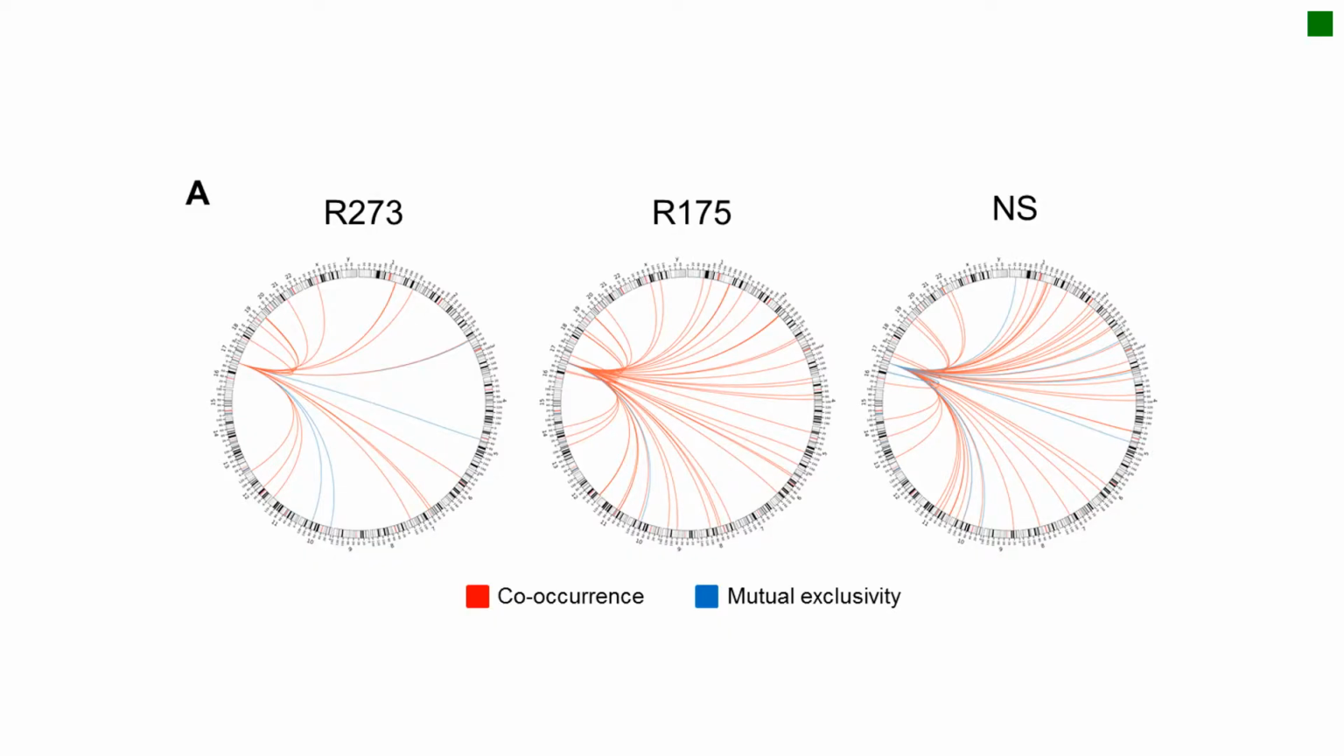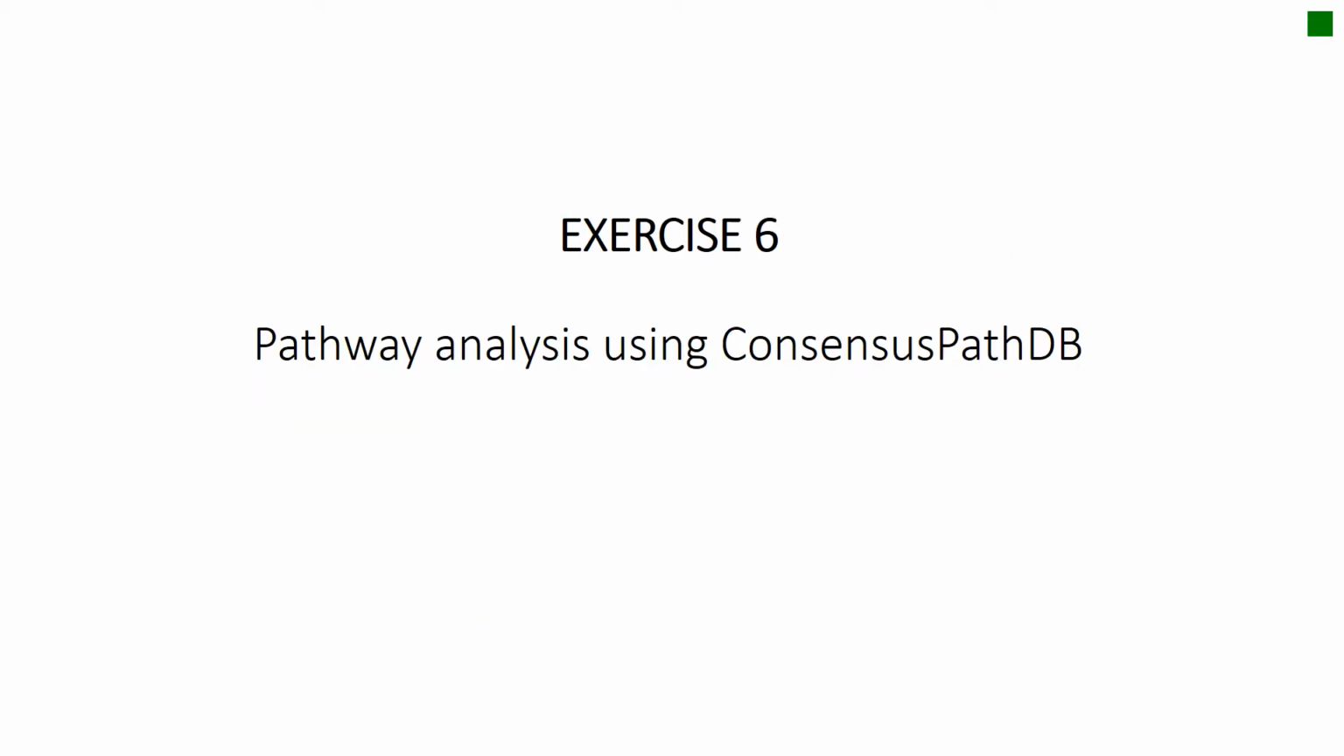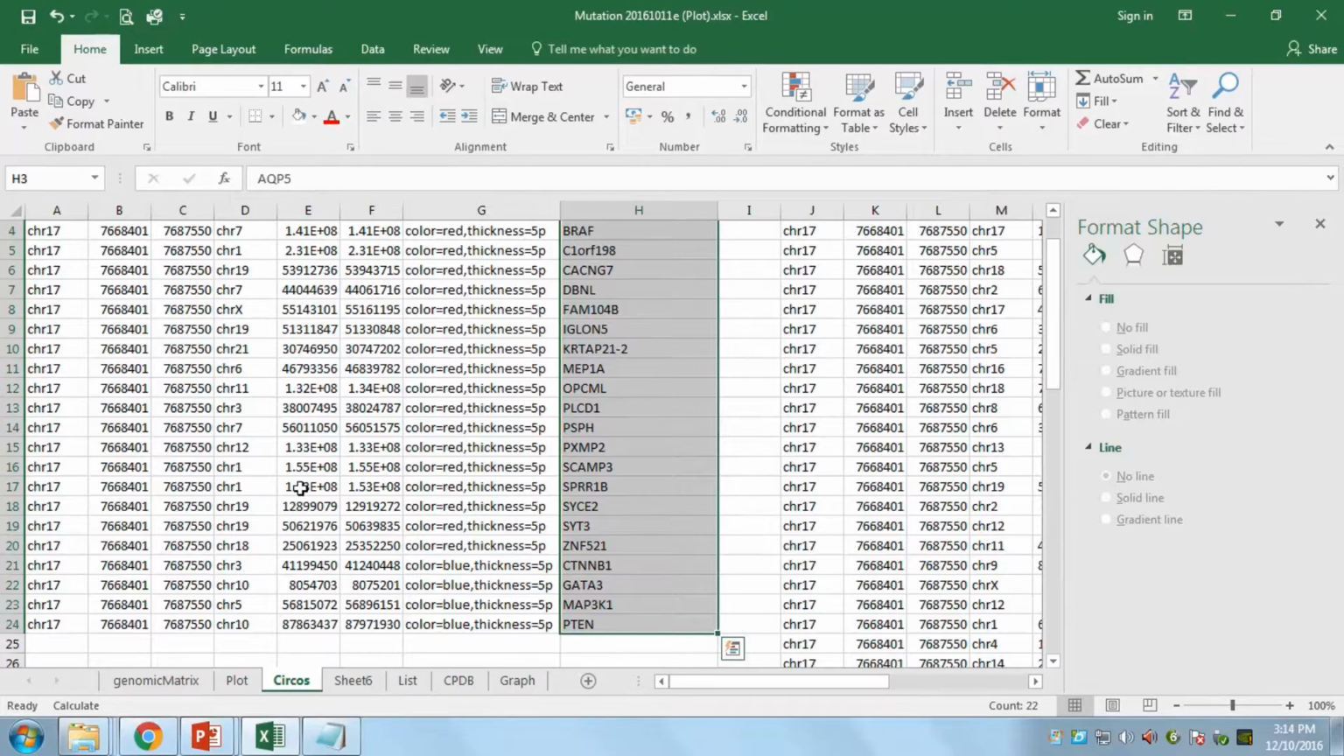By the time you finish plotting the circular genomic map, you will get something similar to this. Also remember to put in the legend to show that the red line indicates co-occurrence, whereas the blue line indicates mutual exclusivity. Now finally, in the last part of this exercise, we are going to perform a pathway analysis of the genes that we have identified to be significantly associated with different p53 mutations.